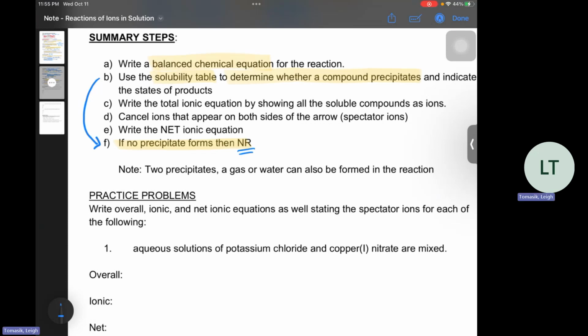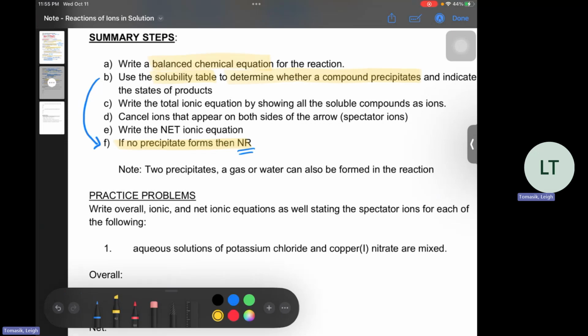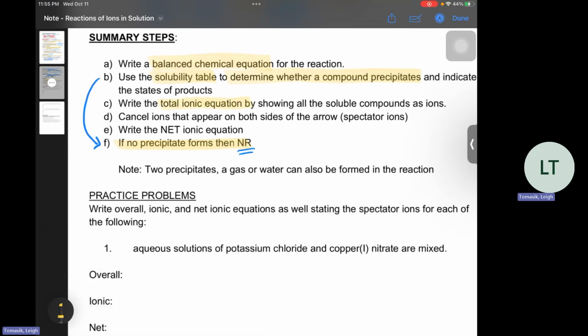Now, if you do have a precipitate, you are going to write the total ionic equation. How do you write the total ionic equation? By showing all the soluble compounds as ions, right? We're going to dissociate them. And then we are going to identify spectator ions and cancel them because we don't need them in our net ionic equation.